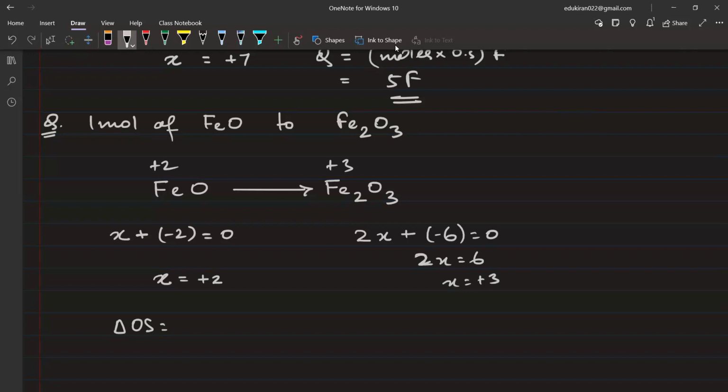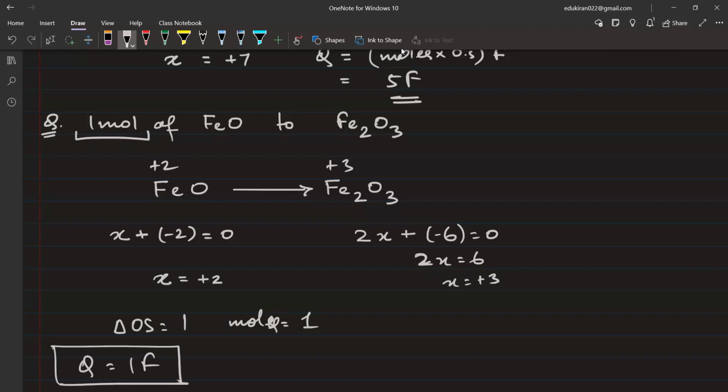The change is 1, magnitude. What is the number of moles? Not the change in moles. How many moles do we have? Number of moles is 1. So Q will be equal to 1 Faraday. Yes.